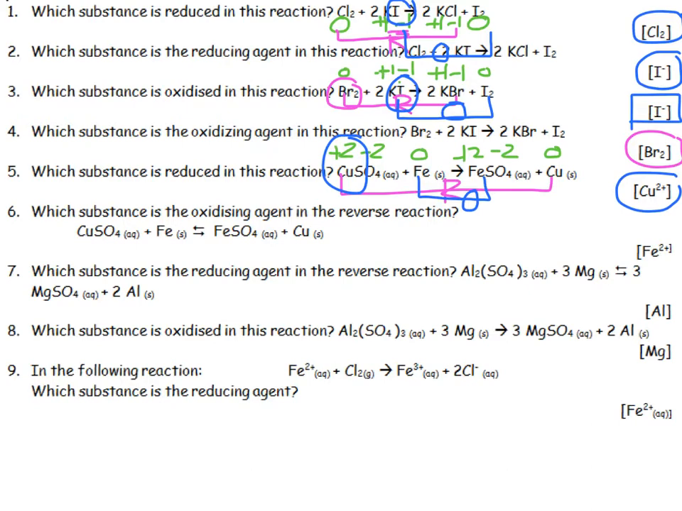So if we consider the reverse reaction, it is the substance that got reduced in the reverse reaction. So it's going to be this substance over here that got reduced. Why? Because it was this that got oxidized in the forward, so it gets reduced in the reverse, and therefore it is the oxidizing agent in the reverse reaction. Which substance is the reducing agent in the reverse reaction?